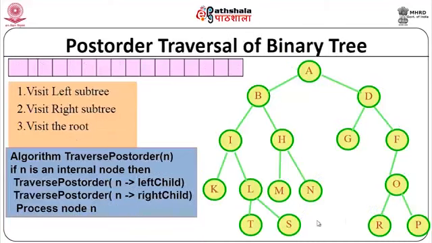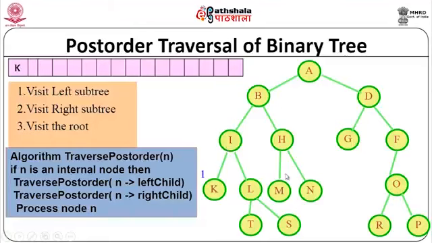Now, the same thing we can talk about for post-order traversal. In post-order, I visit both the children, left and right, and only then process the root. So, for A I have to process B; for B I have to process I first, then H, then come to B.